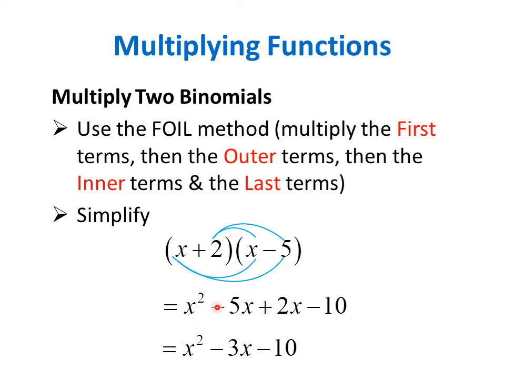So how do we simplify this expression? Let's combine the similar terms. So we have x squared. We can combine negative 5x plus 2x, that is minus 3x. And we have negative 10.